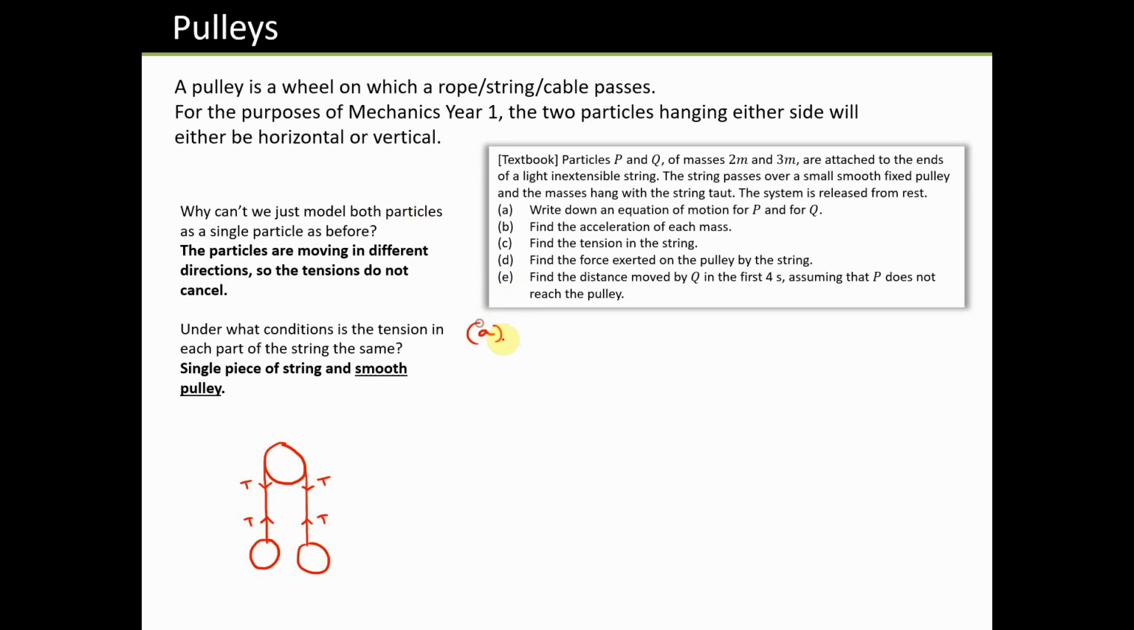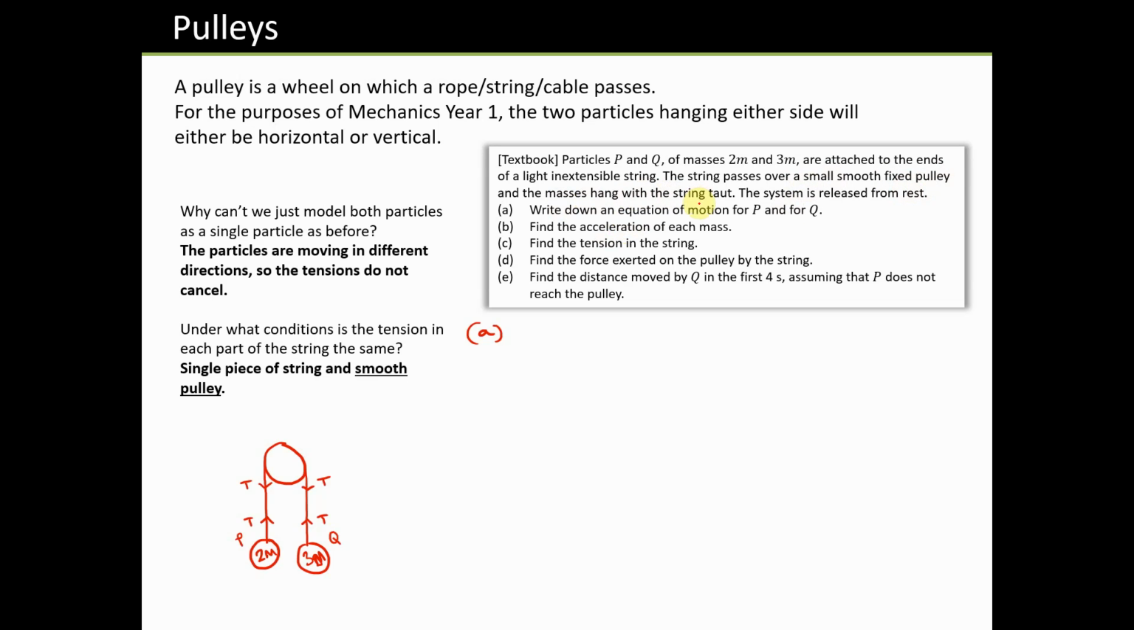So that's all the technical stuff of pulleys we need to get out of the way. And then we just need to look at how we would start labelling up our diagrams and answering these questions. So we've got a particle P and a particle Q of masses 2m and 3m respectively. They're attached to the ends of a light inextensible string, which just means we know tensions are the same, acceleration is the same, and the string passes over a smooth pulley. We'll only see smooth pulleys in year 1.